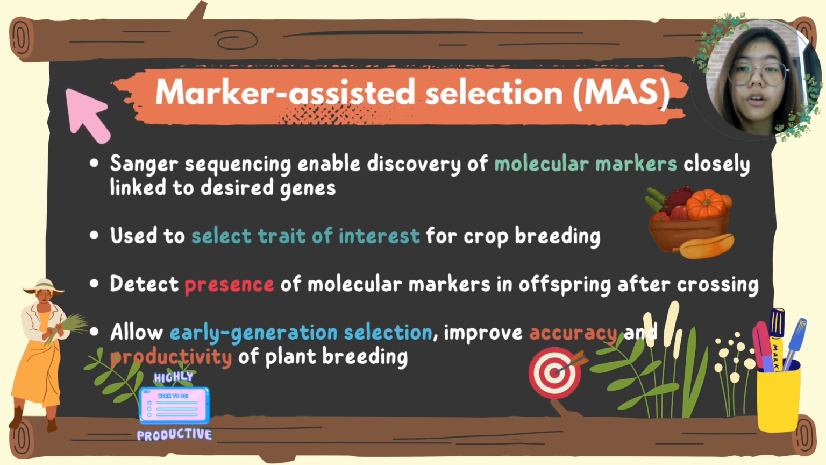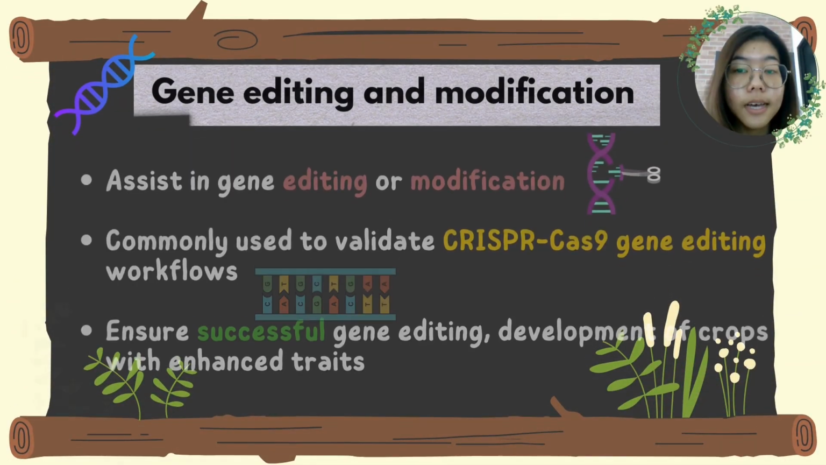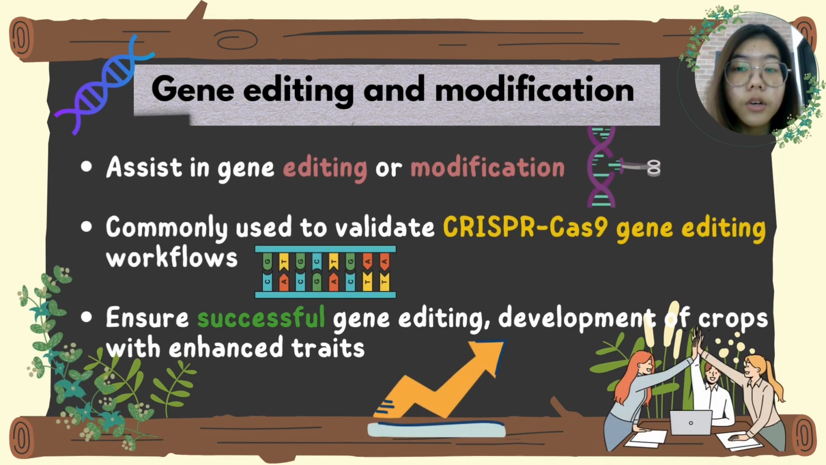Molecular markers can be used for early generation selection and improve the accuracy and productivity of plant breeding compared to conventional breeding. Besides, Sanger sequencing has the capability to accurately sequence specific regions in the plant genome, thereby assisting in gene editing or gene modification. Plant genome editing technology provides a powerful tool to precisely modify plant genomes for crop improvement. Sanger sequencing is commonly used to validate CRISPR-Cas9 gene editing workflows and ensure successful gene editing. This ensures the development of crops with enhanced traits such as disease resistance, tolerance to environmental stress, and improved yield.